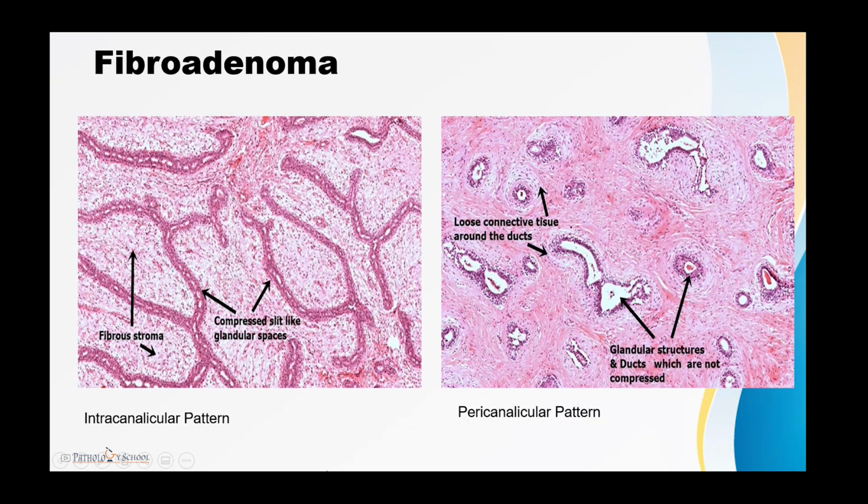We then move on to very common conditions seen in the breast. The first is a fibroadenoma, which is a benign biphasic tumor. It is called biphasic because it has an epithelial component and a stromal component. In this, there are two types called the intracanalicular pattern and the pericanalicular pattern. In the intracanalicular pattern, the stroma increases and compresses the ducts into slit-like glandular spaces, whereas in the pericanalicular pattern, the stroma arranges itself in concentric circles around the ducts, but the ducts are not compressed.